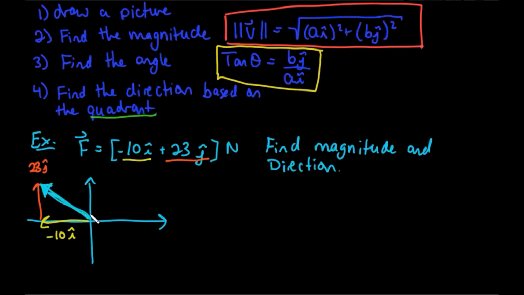And I know that my direction that I want to have eventually is this direction right here. So let's find our magnitude. So magnitude of my force vector is equal to negative 10i squared. But I actually don't need to put in the i, so I just need to put in my value there. So negative 10 squared plus 23 squared.